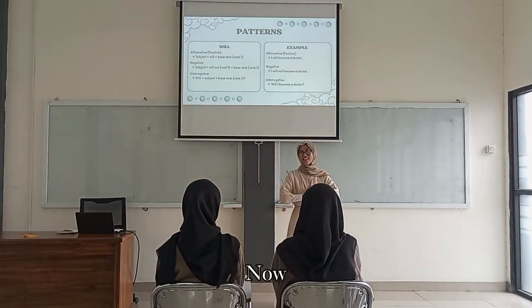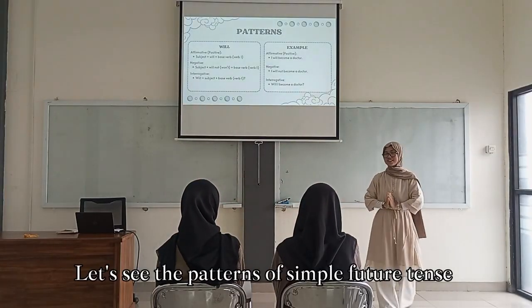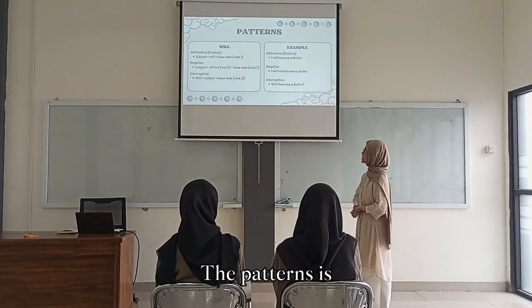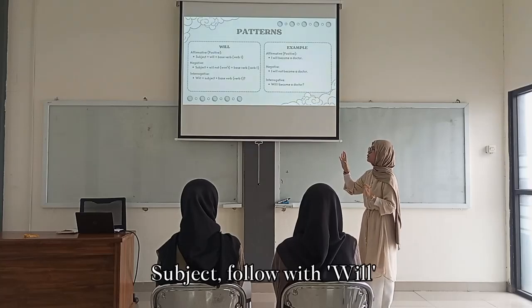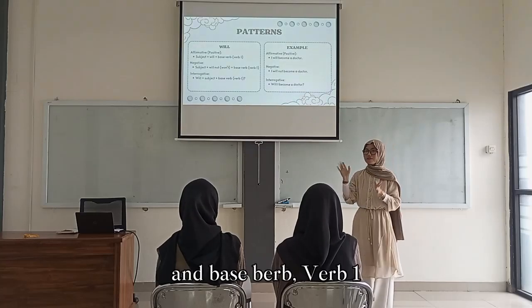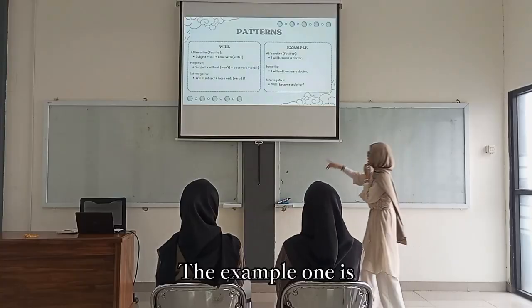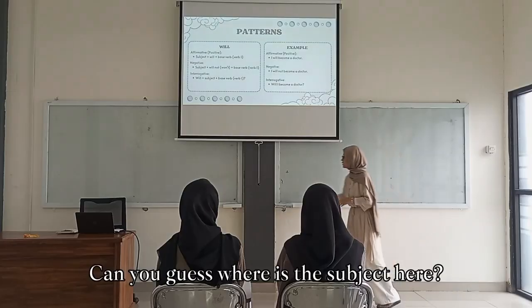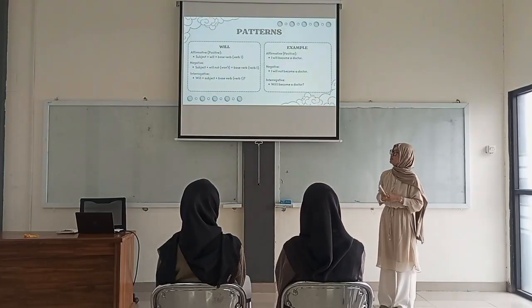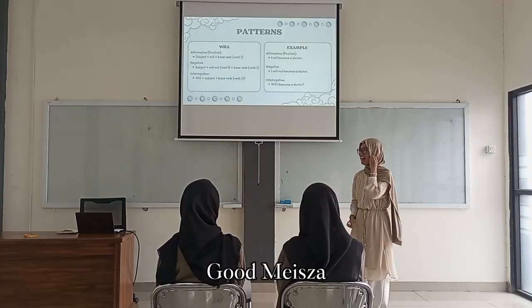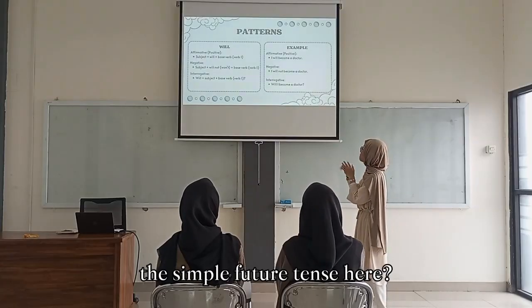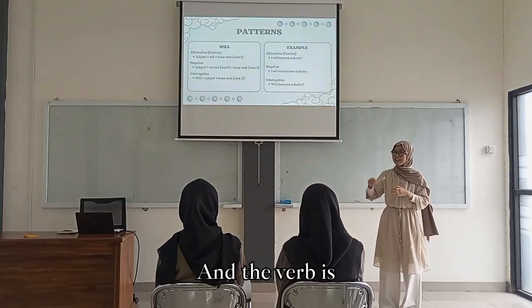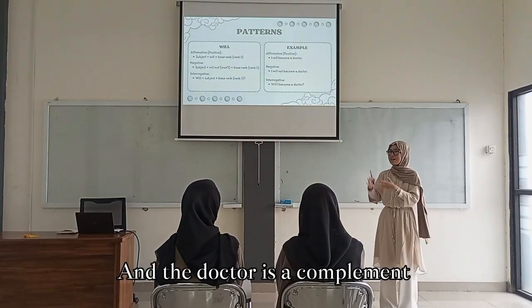Alright. Now, let's see the patterns of simple future tense. Begin with will. The affirmative one, the pattern is subject followed by will and verb one. The example is I will become a doctor. Can you guess where the subject is here? I. Good, Miss Ja. And what is the simple future tense here? Yeah. Good. And the verb is become, and a doctor is a complement.